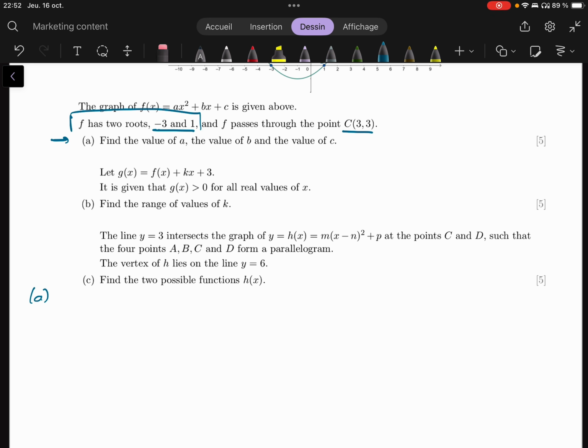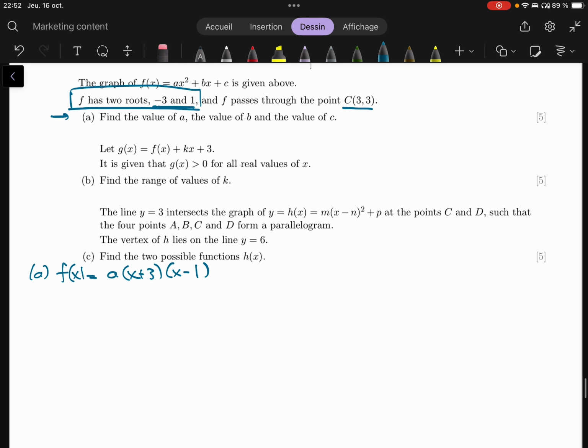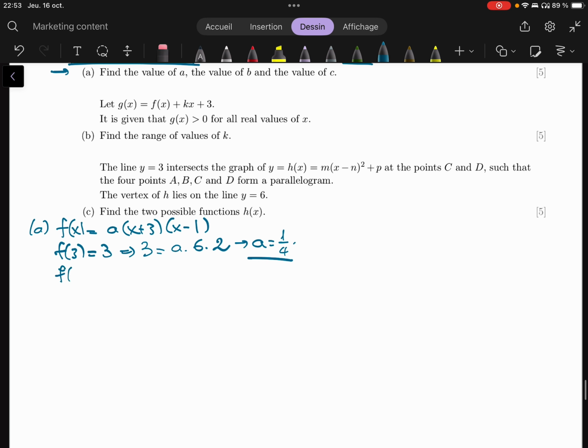Part A. We know that f has roots -3 and 1, so we can deduce that f(x) is a times (x + 3) times (x - 1). f also passes through the point (3, 3). So f(3) is equal to 3, and therefore this has to be true, so a is 1/4.